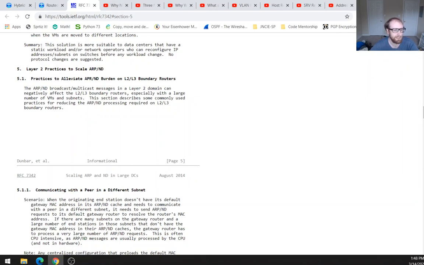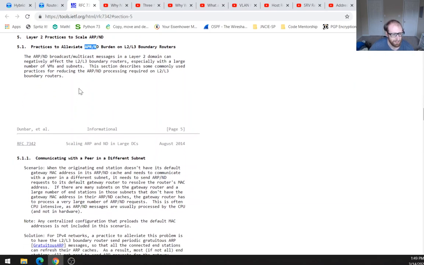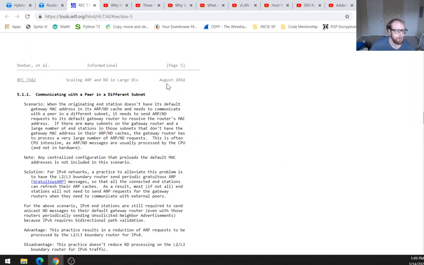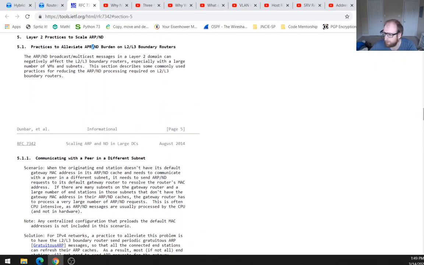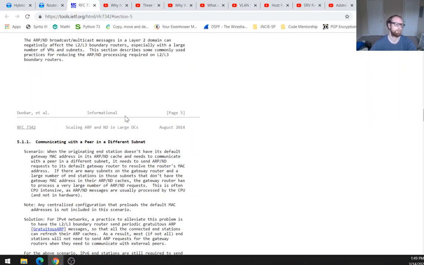I find this funny because they're using this term so many times. I don't understand how they can have a typo on it when it's like, how does this not jump out? But anyways, moving on. Communicating with a peer in a different subnet. So I'm going to read this again because this really distracted me way more than it should have. There we go. It's gone now.